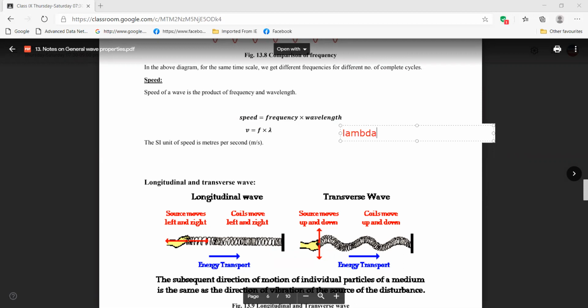Now we are having longitudinal and transverse waves. Sir, I will write the SI unit of speed. Speed you know, right? Meter per second. Yes, meter per second. For wavelength it is meter, for frequency it is per second. So it is meter per second. Is it clear? Yes, sir.